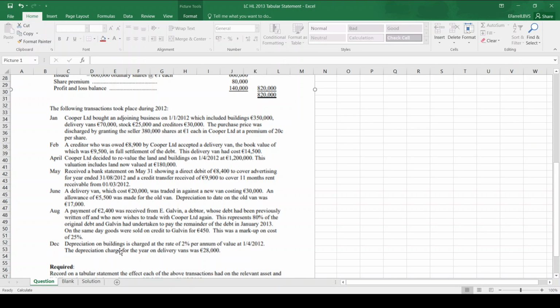Now for December, well, first of all, we'll work out the depreciation for December. So depreciation on buildings is charged at a rate of 2% per annum of value at the 1st of the 4th, 2012. And it just tells us the depreciation on delivery vans is 28,000. So there's no working out there. We just need to work out the depreciation of buildings.